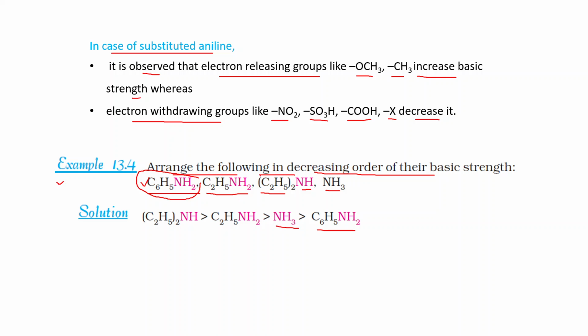Now these two are the aliphatic amines. These are more basic than ammonia. But out of these two, which is more basic? We can say this secondary aliphatic amine is more basic than the primary one. That's why this is the decreasing order of basic strength of these amines.